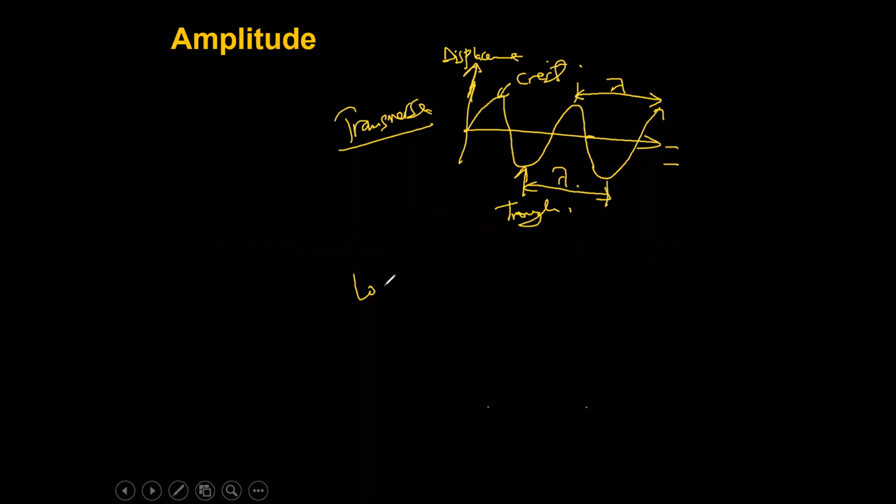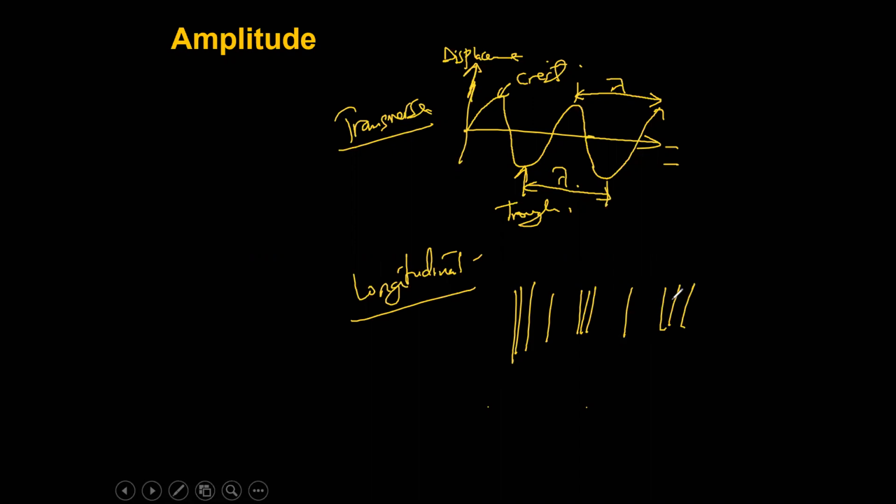Okay. So for longitudinal, we said that it is always looking like this. Whereby those lines there represent particles of the medium, molecules of the medium. So where the lines are very thick, very near each other, that's what we call the region of compression. And then where there are very few is what we call the region of rarefaction.